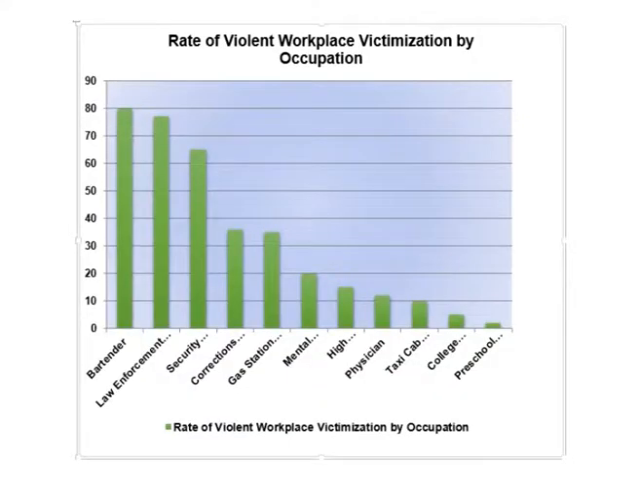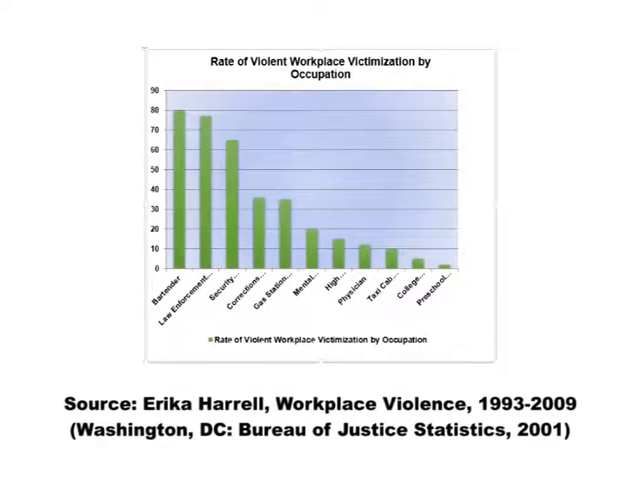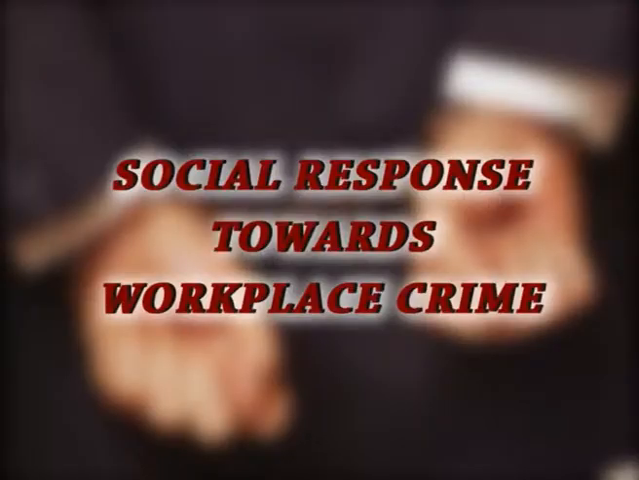This graph shows the rate of violent workplace victimization by occupation. In this graph, you can clearly see that bartenders are in the majority, followed by law enforcement, security, corrections, gas station, mental hygiene, physician, taxi cab drivers, college and preschool. The source is Erika Harrell, Workplace Violence, a report from 1993 to 2009, Washington, D.C., Bureau of Justice Statistics, 2001.